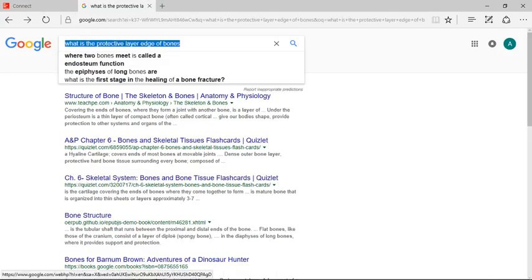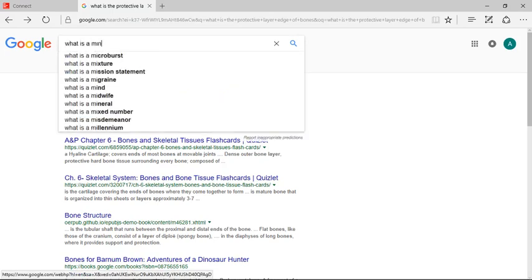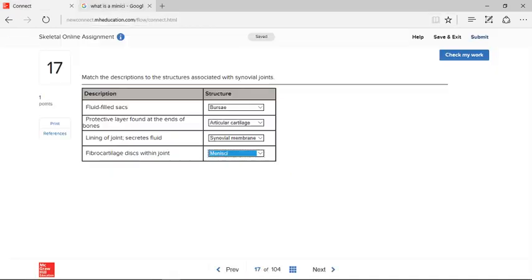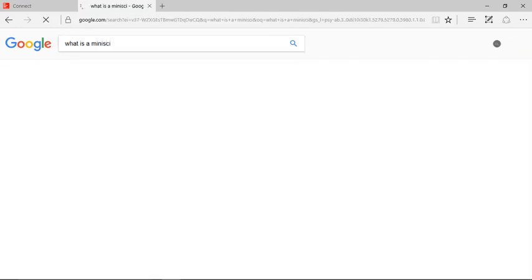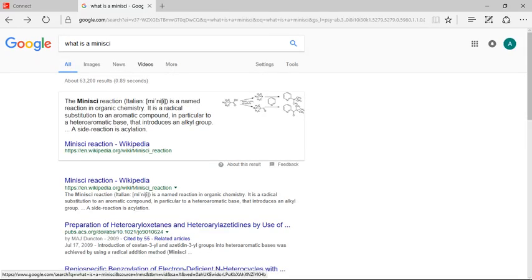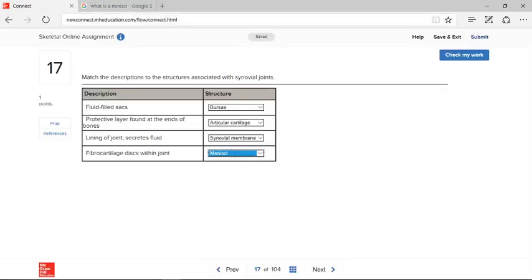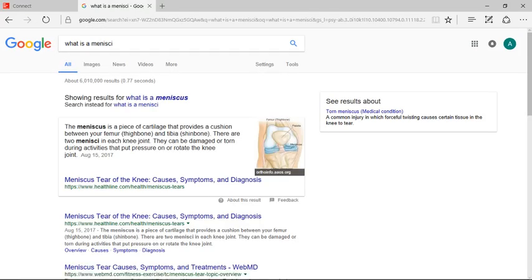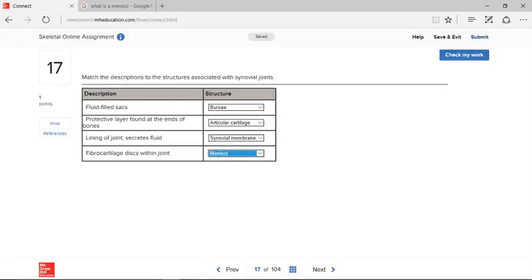You know, why don't we just search this up? What is menisci? Menisci. What is menisci? The menisci reaction is a named reaction. Or what in the world is this? Menisci. Oh my god, I'm an idiot. Menisci is a piece of cartilage that provides a cushion between your femur and tibia, shin bone. There are two menisci in each. Okay. Alright. They can be damaged or torn during activities that put pressure on or rotate the knee joint. So fibrocartilage discs within.